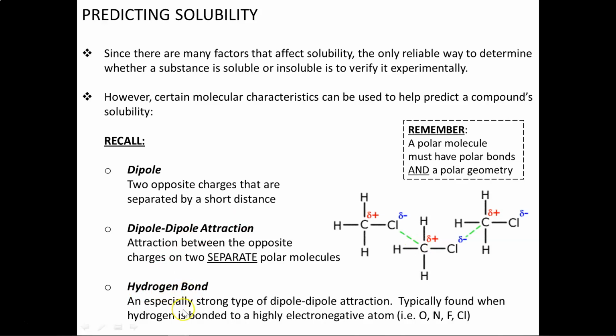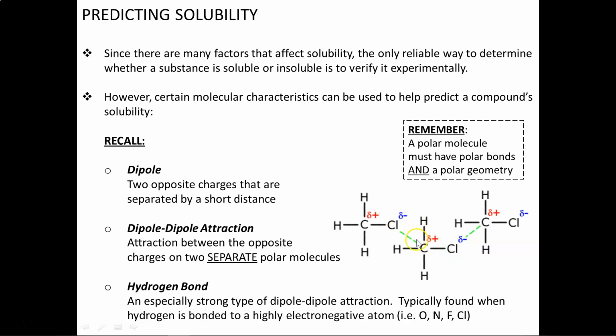Now, hydrogen bonding is an especially strong type of dipole-dipole attraction, and we typically see it when hydrogen is bonded to a very electronegative atom, such as oxygen, nitrogen, fluorine, or chlorine. So these four elements are extremely electronegative, really want to attract electrons towards them, but they're just not strong enough to completely rip off the electrons to make really positive, really negative charges.